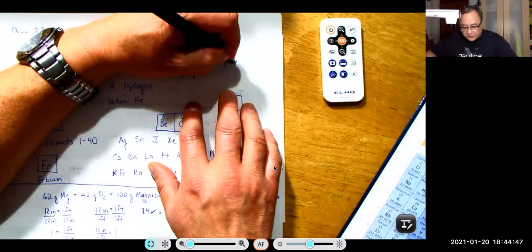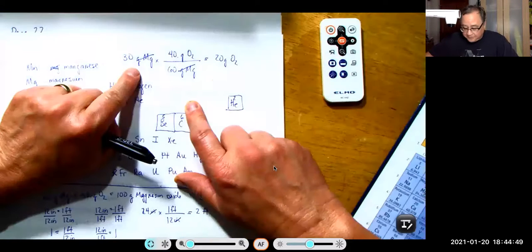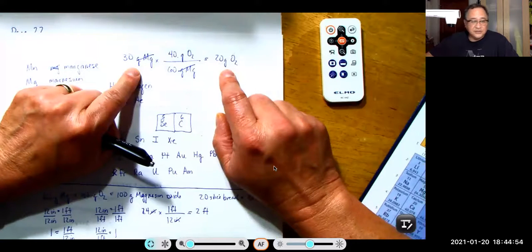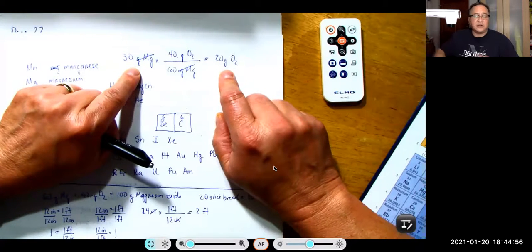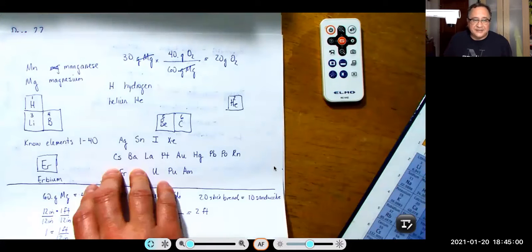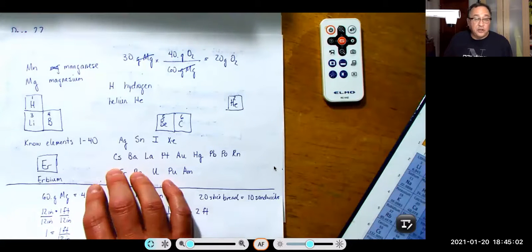And this says that if we started with 30 grams of magnesium, we would need 20 grams of oxygen. So this is something that some books call the conversion factor method. Some people call it dimensional analysis. Some people call it unit analysis. It doesn't matter what you call it.